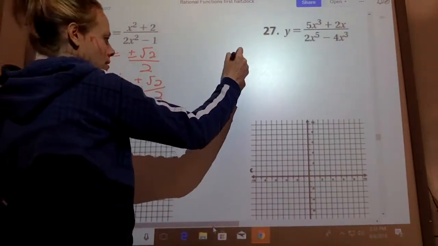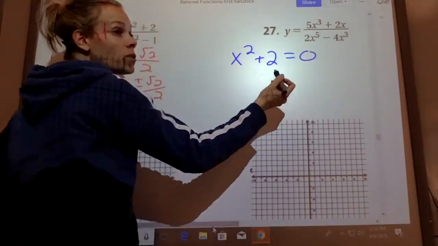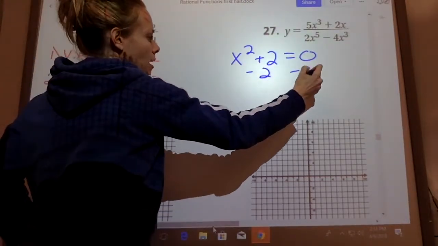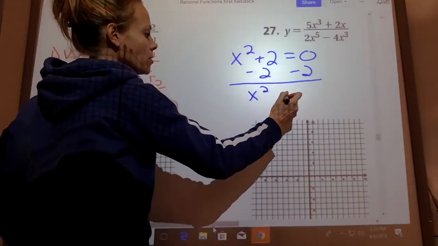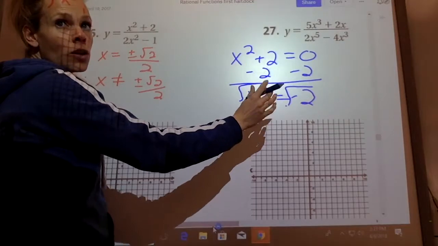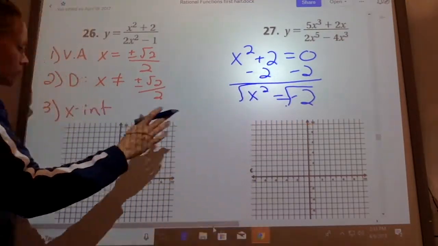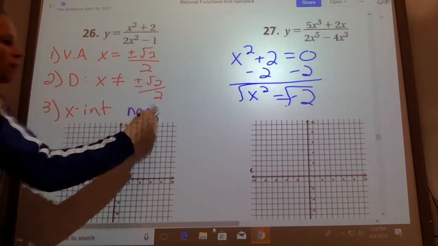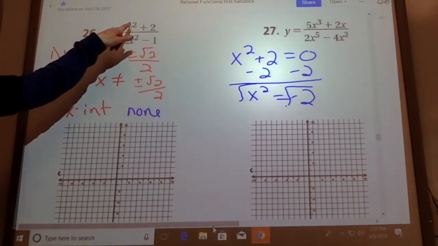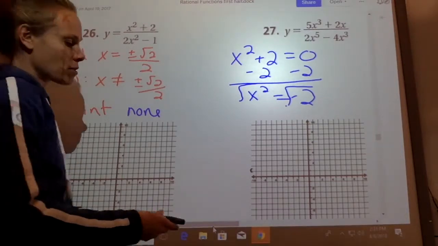None. If I didn't see it was none, you would start solving it. And last lesson I told you, if you ever get to a point where you're going to square root a negative number, you stop. That means it does not exist. So x-intercept is actually going to be none. There's nothing you can square, add 2 to it, and get 0. It's impossible, unless it's an imaginary number.